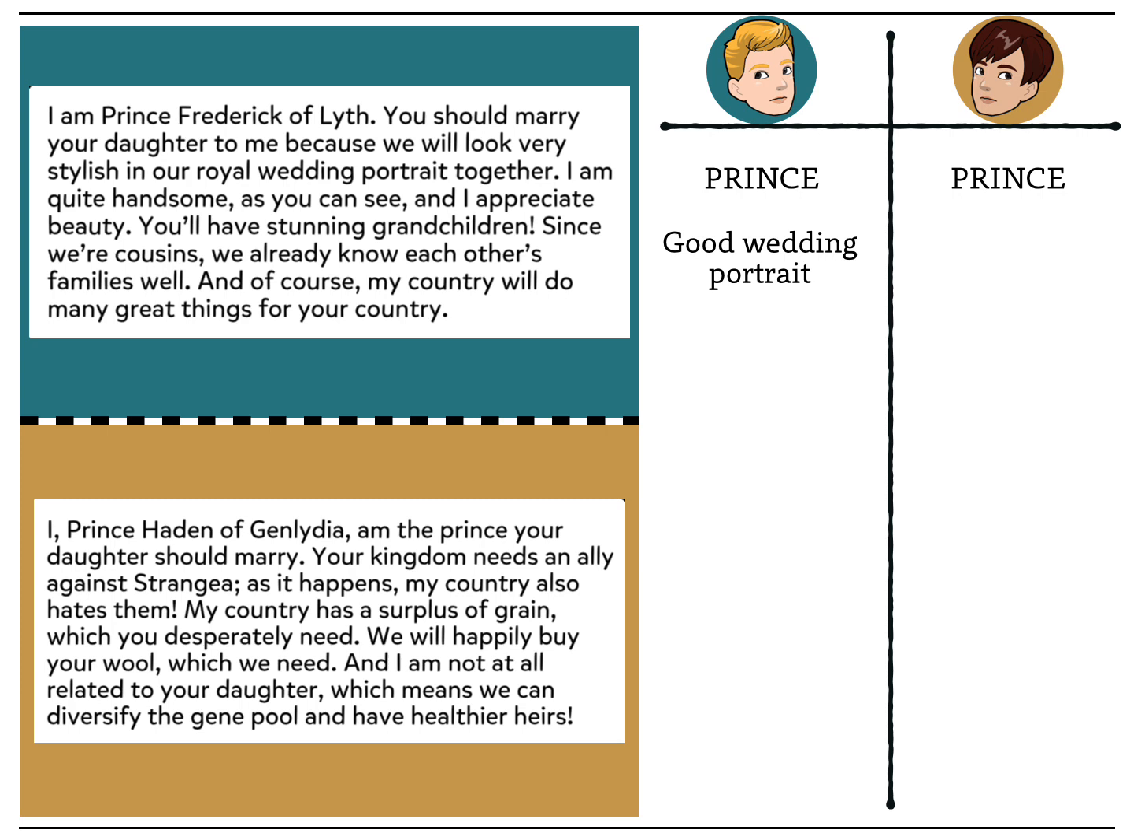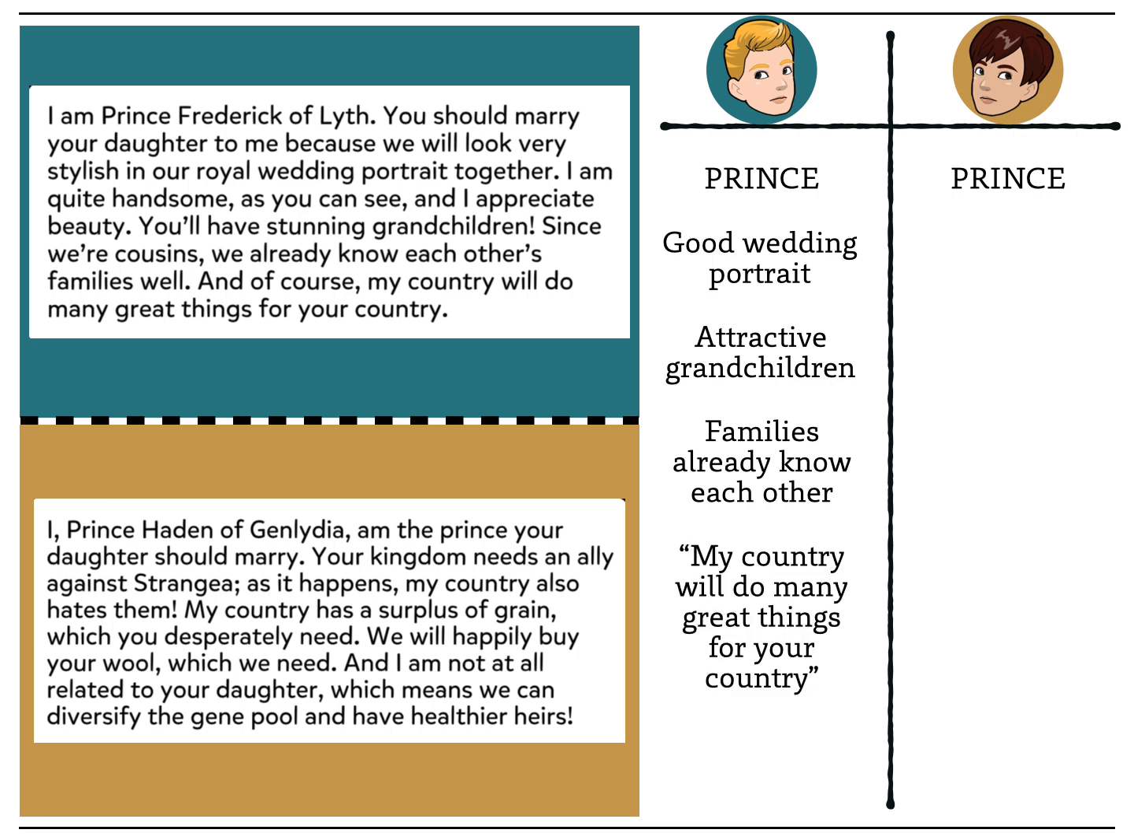Prince Frederick makes the point that because he's handsome and the girl is rather pretty, they'll have a good wedding portrait. He also argues that they will have attractive grandchildren for the king. He points out that the families already know each other since they're cousins. And he makes the claim, my country will do many great things for your country.